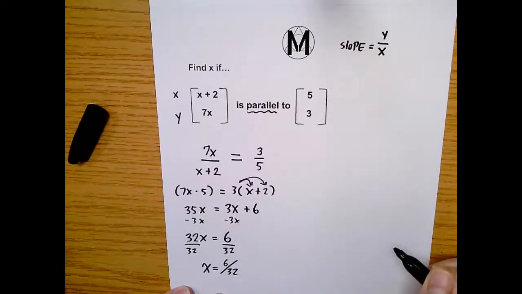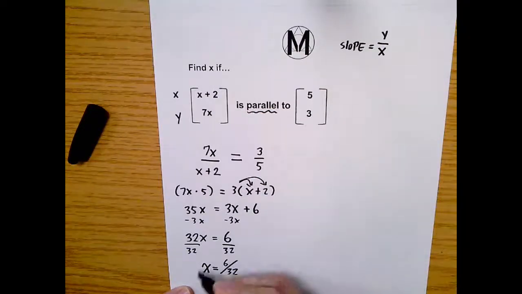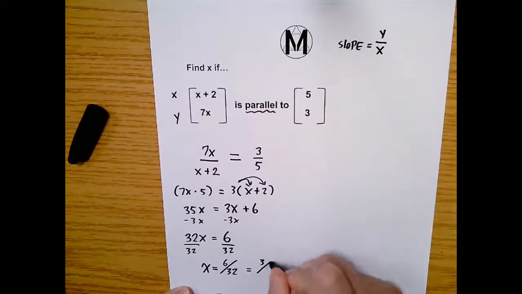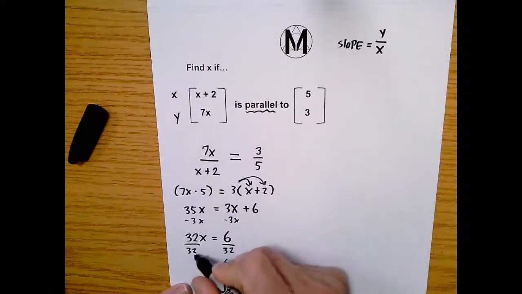Good job. That's wonderful. We did the work. Now, we do probably want to simplify this answer. Because they're both even, you can just take out a 2. So this would also be equal to 3 over 16. And that is as low as it can go. And so here is my answer.